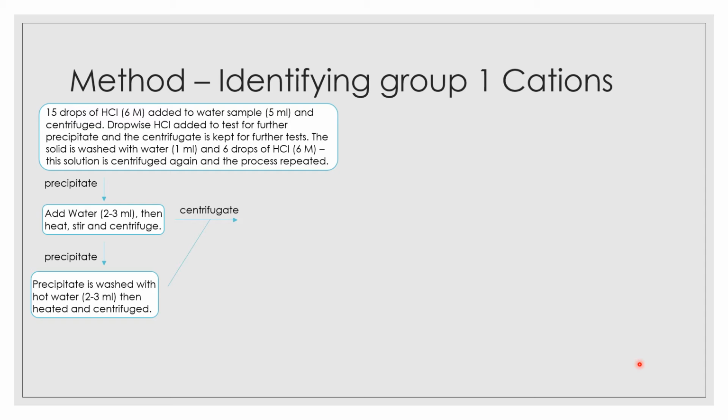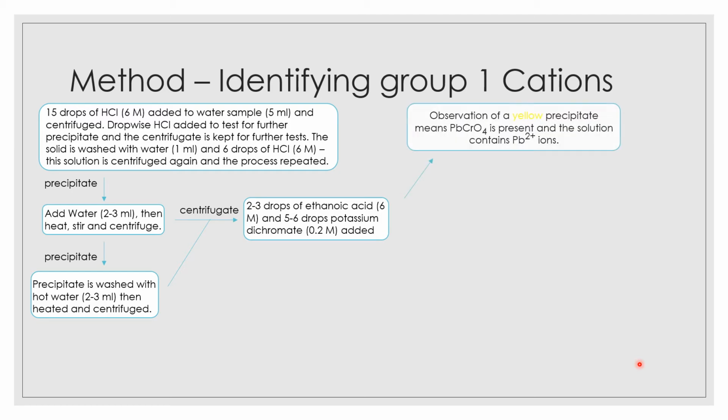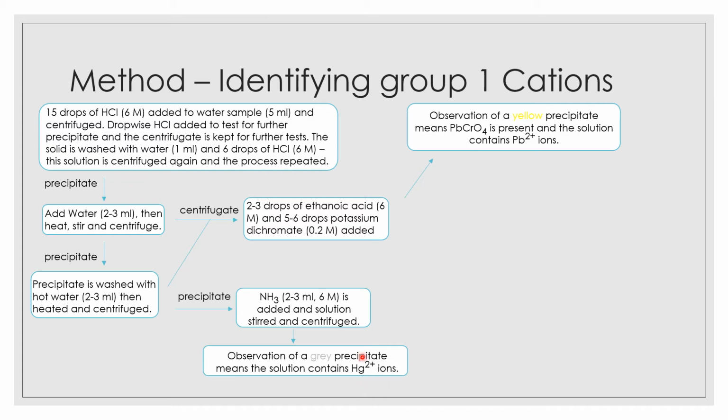So once we've got our centrifugate, we're going to do a test for lead ions. The test for lead ions involves ethanoic acid and potassium dichromate. Once you've added these, if we see a yellow precipitate, that means we've got lead chromate and our solution contains lead ions, but it doesn't, so we'll carry on. We take our precipitate down here and add some ammonia, and then we'll stir it and centrifuge it, and if we see a grey precipitate, we have mercury ions, which again we don't have. They sound quite dangerous in water, but we carry on.